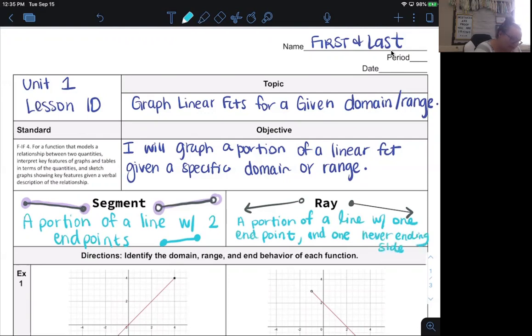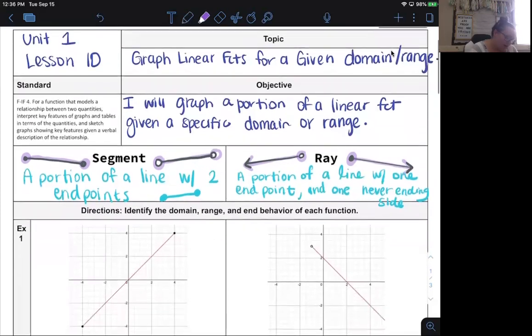So as you can see in my examples, I've got some rays up here. I've got an endpoint that is included in the domain and range, so it's a closed circle, and it extends forever, going to like the bottom right. Then on the other side, I've got a ray that has an endpoint that's an open circle, so that point is not included in the domain and range, and it extends forever towards the bottom. So that's the difference between a segment and a ray. A segment has two endpoints, a ray only has one.